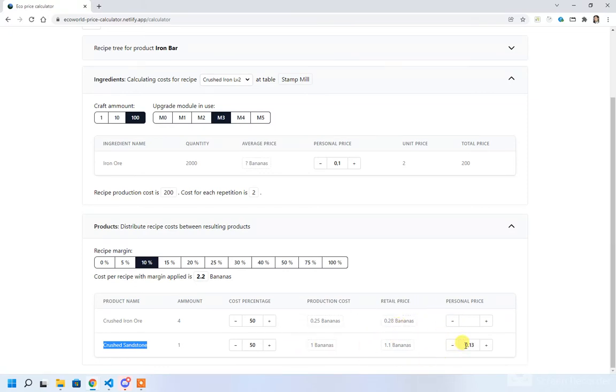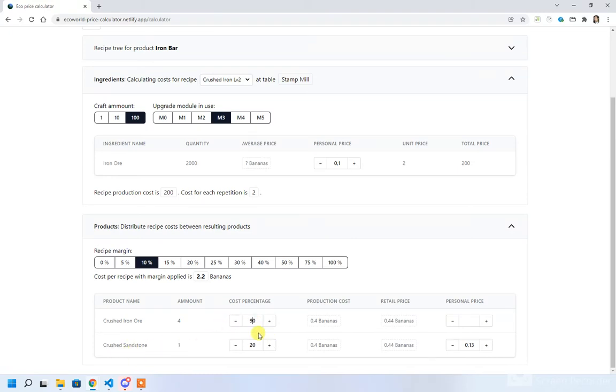I calculated the price of crushed sandstone in a previous video, so I'll use it here. If I use these percentages here, I'll be able to select a price. Let's say 80% of the cost is priced on the iron ore, and 20% on the sandstone. So that's 0.4 and 0.4, because there are 4 of these and 1 of these.